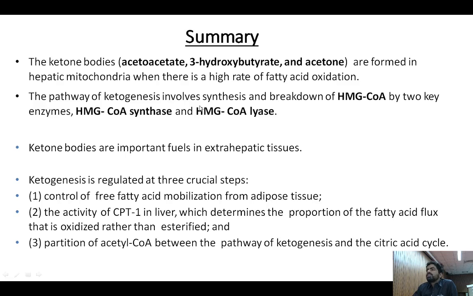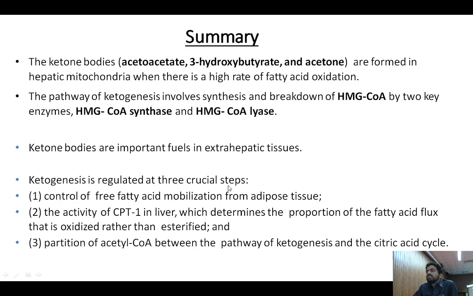The pathway of ketogenesis involves synthesis and breakdown of HMG coenzyme A. So important enzymes are HMG coenzyme A synthase and HMG coenzyme A lyase for the production. But for the breakdown of ketone bodies, the important enzyme is thiophorase, which is not present in liver, it is present in extrahepatic tissues. Ketone bodies are important fuel for extrahepatic tissue. Okay.